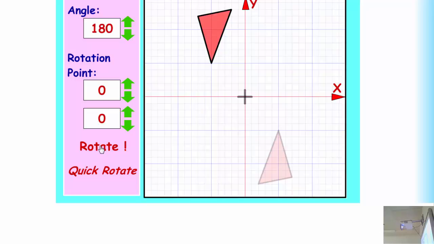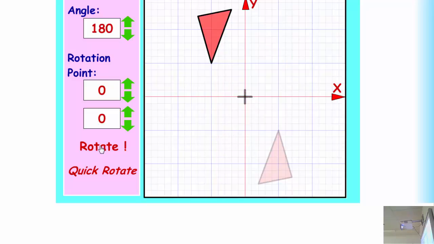I would like you to see that when you rotate the shape from the origin with 180 degrees, it doesn't go to the next quarter of the Cartesian plane. It goes to the cross quarter of the Cartesian plane. Please pay attention to that. This will be an important detail at the exam.